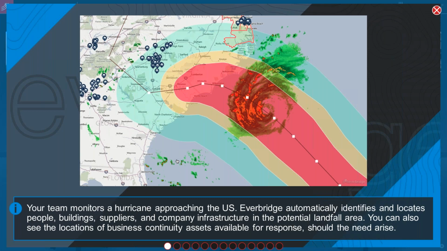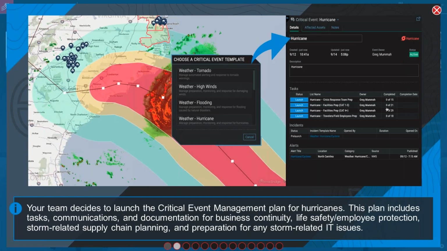So for example, if I have a person, a lone worker, or a traveler who's moving through the area, I would also see those individuals in my common operating picture, and I would see exactly where they were in relation to the risk event.